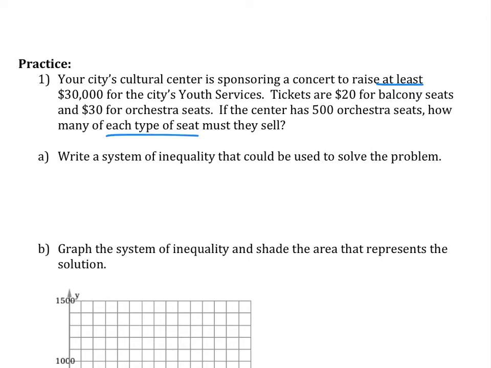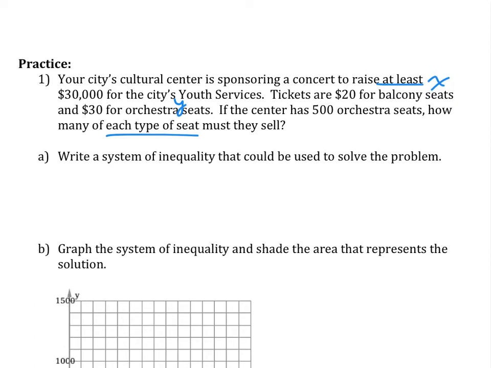Each type of seat. So again, look at the question stem. It's asking for how many of each type of seat. So the number of seats is what we need to find. And there are two types of seats. One is a balcony seat, so we're going to put an X there. The other one is the orchestra seats, so we're going to put a Y there.